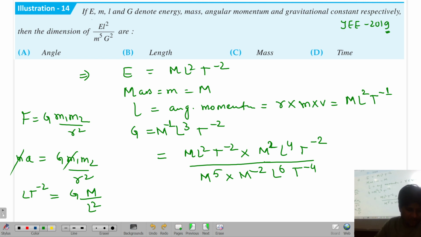So can you solve this or not? If you solve this, you will get the answer as M0 L0 T0. So what is the dimension? Which of these things are possible? Angle. So the answer should be equal to angle.